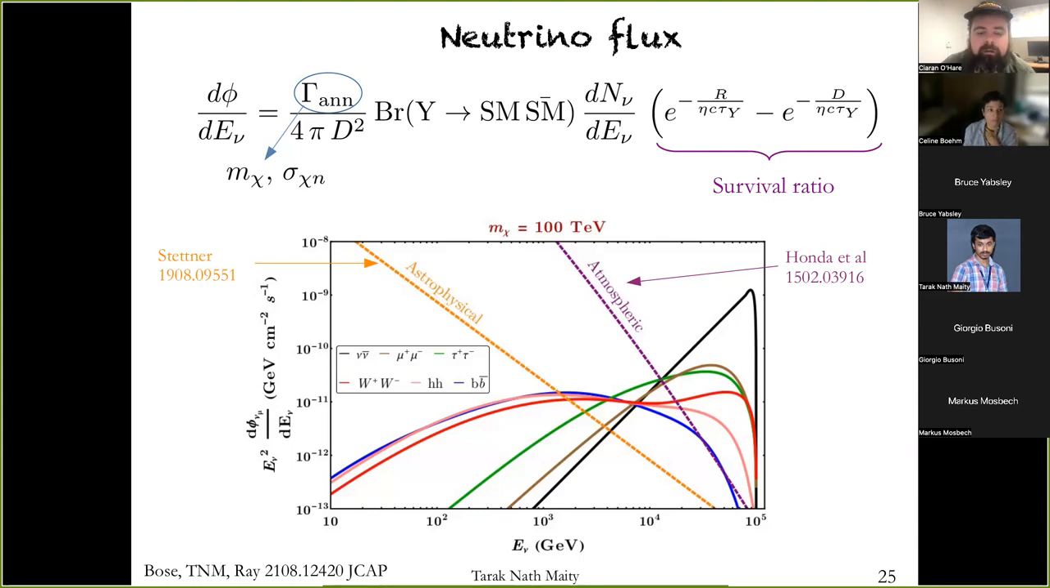So if you have a mediator, which is, let's say, talking to the Standard Model set with some branching ratio, then that would do the job. And it must be long lived and also weakly interacting so that it could come out of the object. We are not talking about any particular model over here. So does it not depend on that? No, it doesn't depend on whether it is scalar, fermion, or vector.